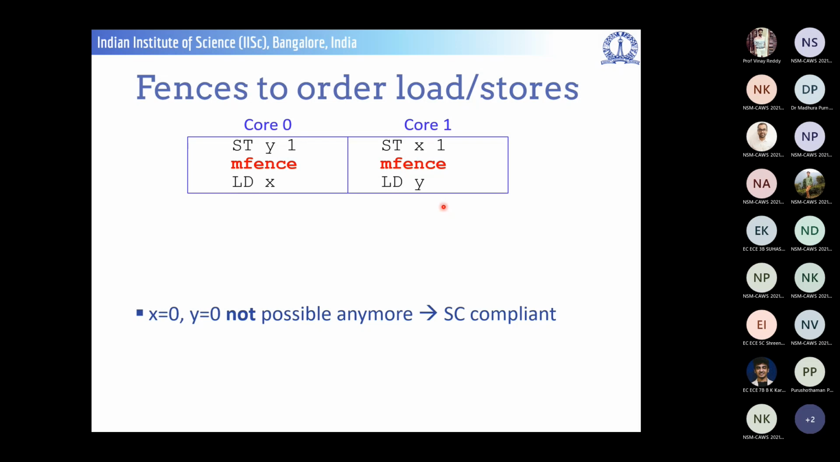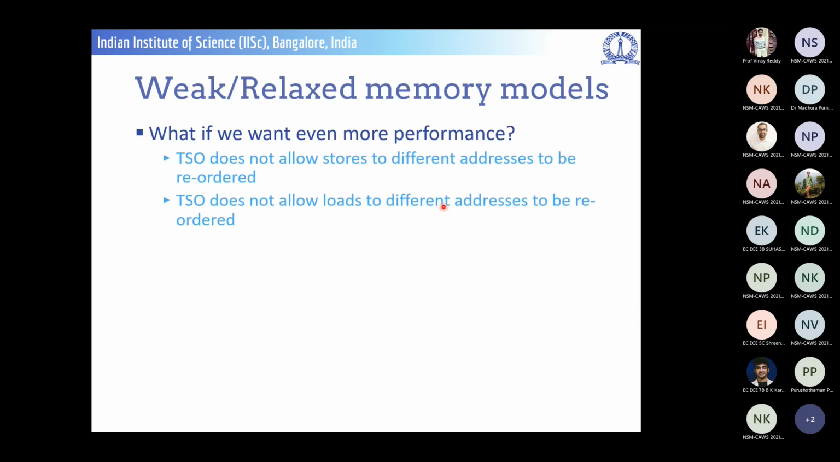But if your program is such that it needs frequent synchronization, you have to pay a price. There is no escape from it. Make sense? Yes, I got it. Okay. Now with this, we'll get into the weaker or relaxed memory consistency models.